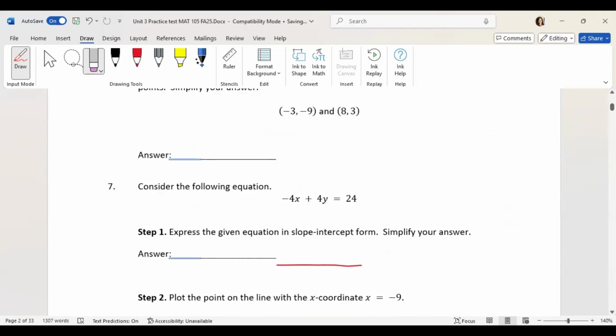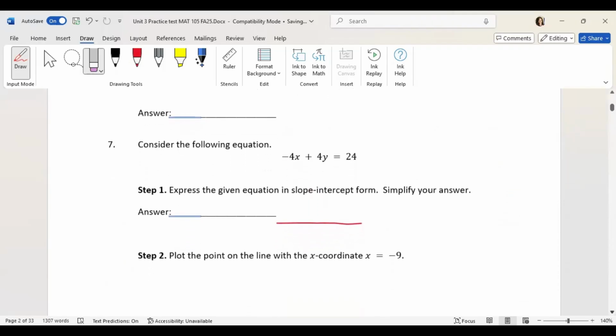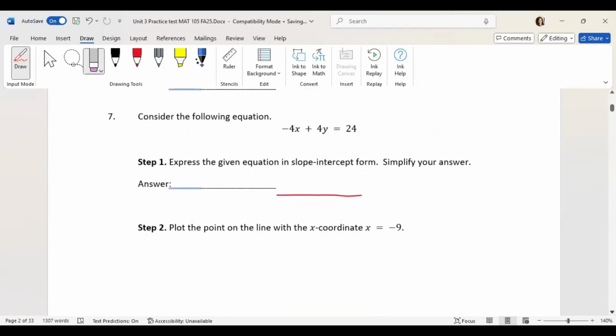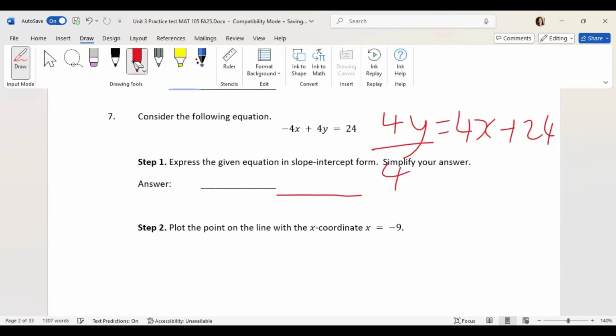Okay, consider the following. Number 7. Consider the following equation. It says express the given equation in slope intercept form. Plot the point on the line with the x coordinate of -9. Everybody can now isolate the equation. If you isolate this equation, you have plus 4x on both sides, so now you have 4y equal to 4x plus 24. If you divide both sides by 4, you get y is equal to x plus 6.